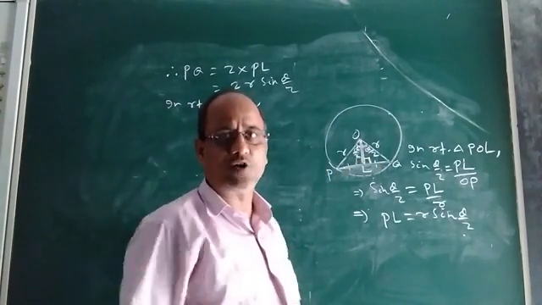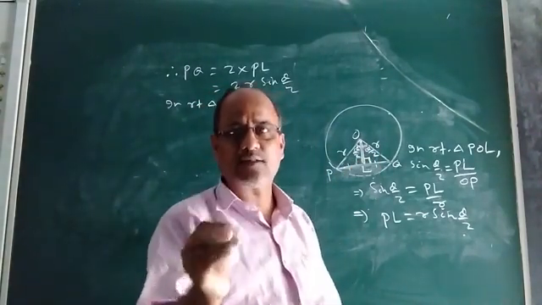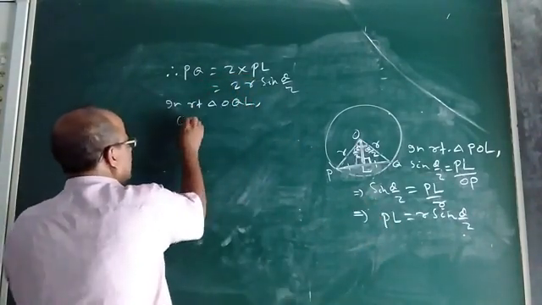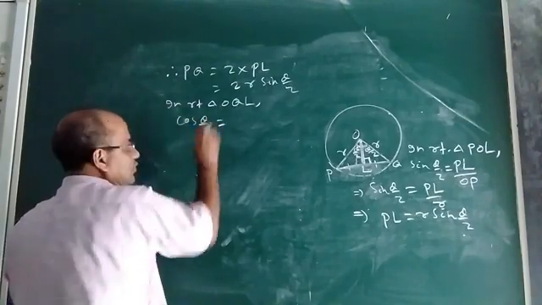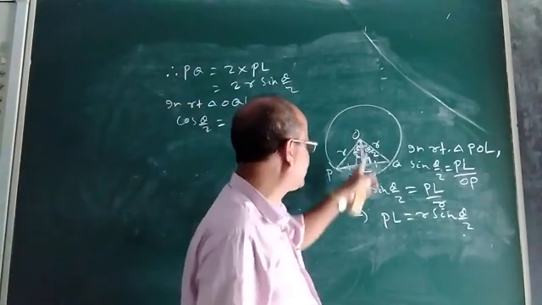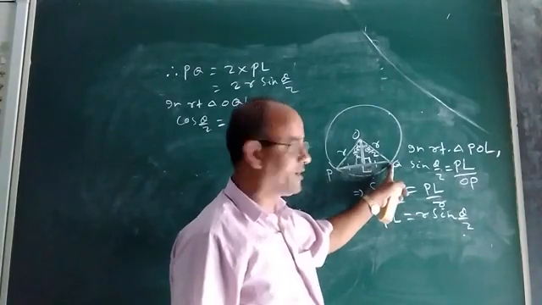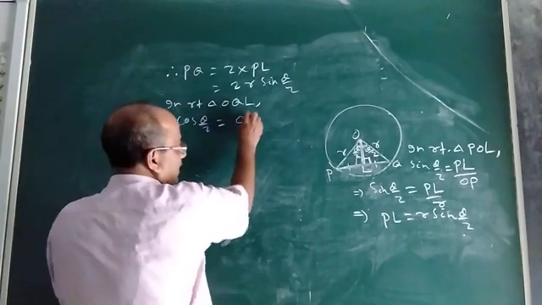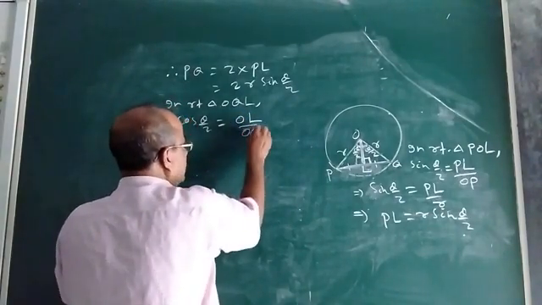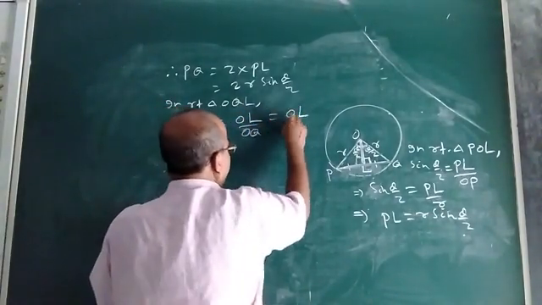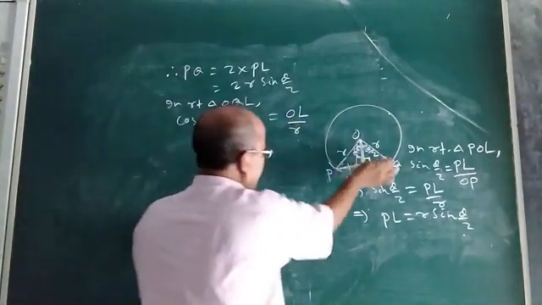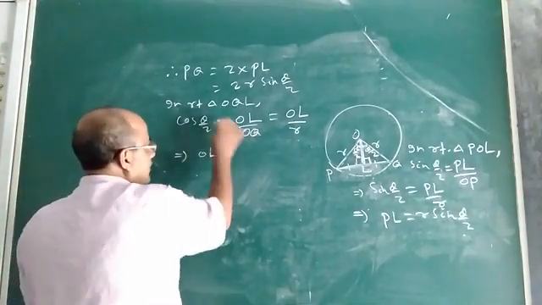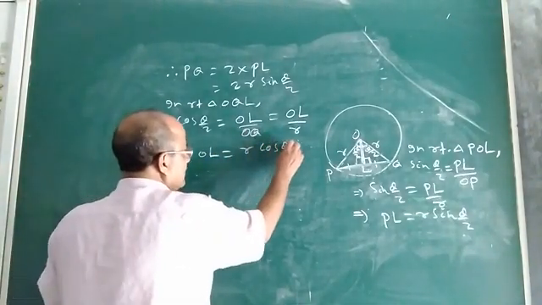You know what the cosine ratio of an acute angle is? The formula for the cosine ratio of an acute angle is base by hypotenuse. So in this triangle, cos of theta by 2 will be base by hypotenuse. Which is the hypotenuse? OQ is the hypotenuse. Then which is the base? Base will be OL. So it is OL by OQ. Now we do not know OL, but we know the value of OQ, so put R in place of OQ. Clearly, the length of OL will be equal to R cos theta by 2.